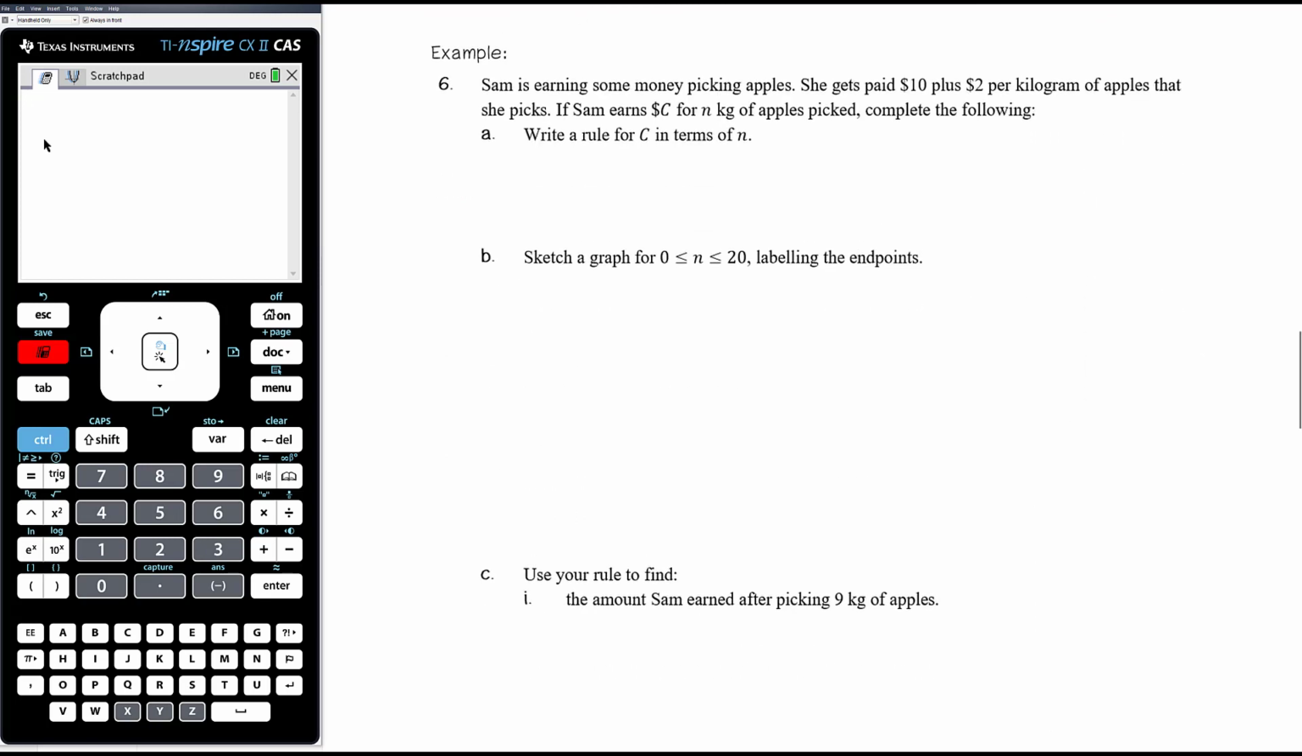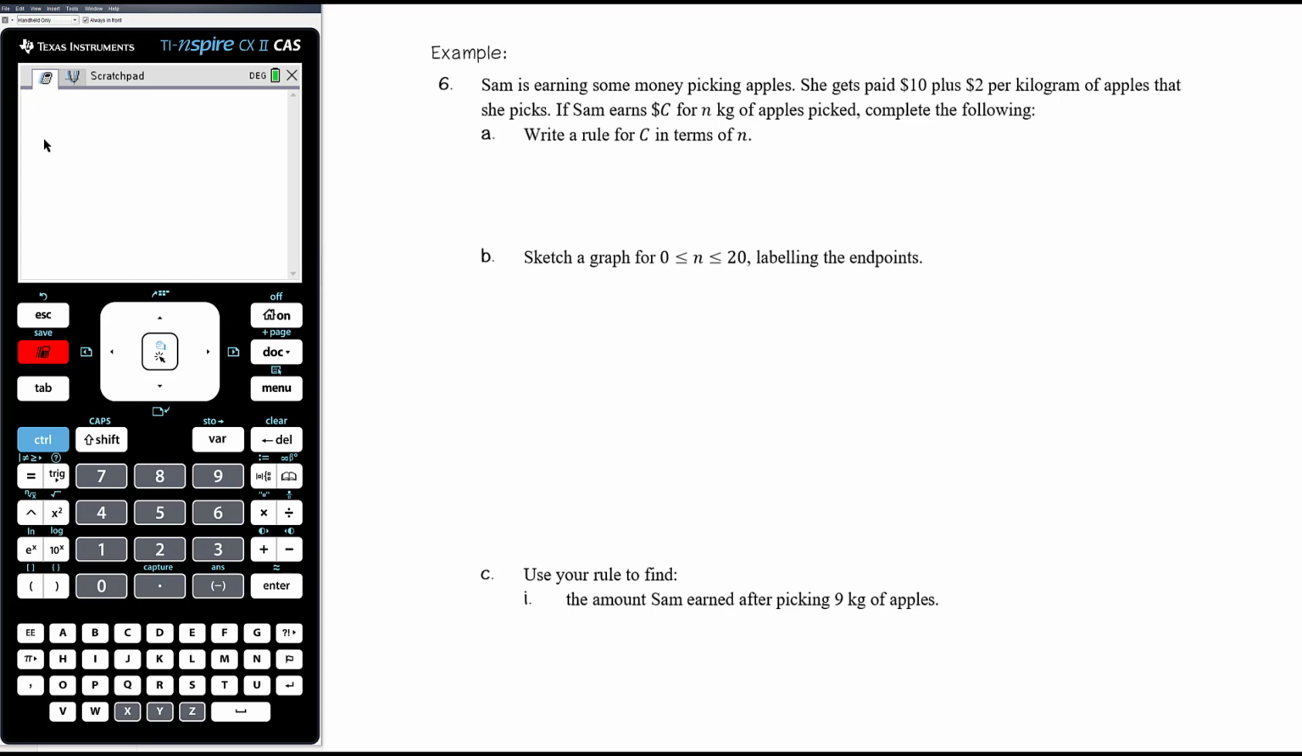Okay, one more example, a sort of worded problem thinking about linear graphs. Sam is earning some money picking apples. She gets paid $10 plus $2 per kilogram of apples that she picks. If Sam earns C dollars for n kilograms of apples picked, complete the following. We want to first of all write a rule for C in terms of n.